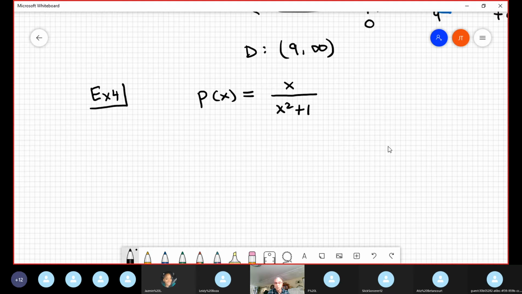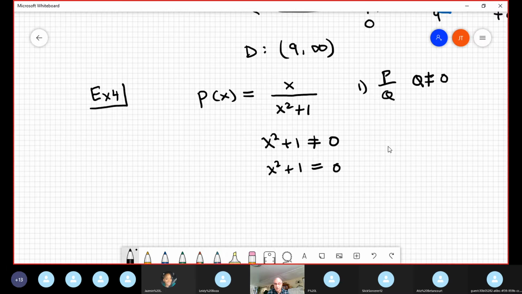I suppose this belongs to the category p over q, and the domain is q not equal to 0. Okay, this is the first category, remember, right? Because it's a fraction, no square root. It's just a fraction. So you take the expression in the denominator, x squared plus 1, and you force it to be not 0. Some students asked me, professor, what is the participation of the numerator? Nothing. The numerator has no participation in this problem. Now, we need to solve this quadratic equation.